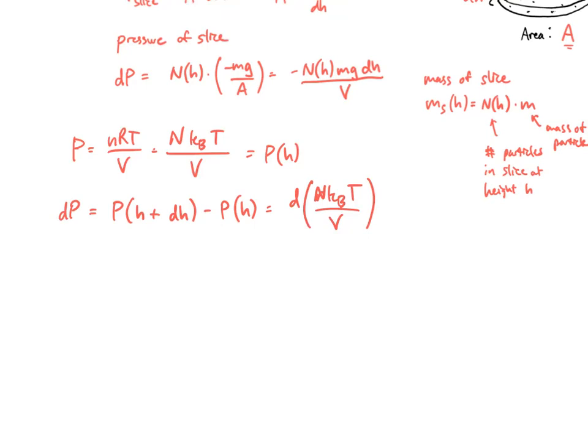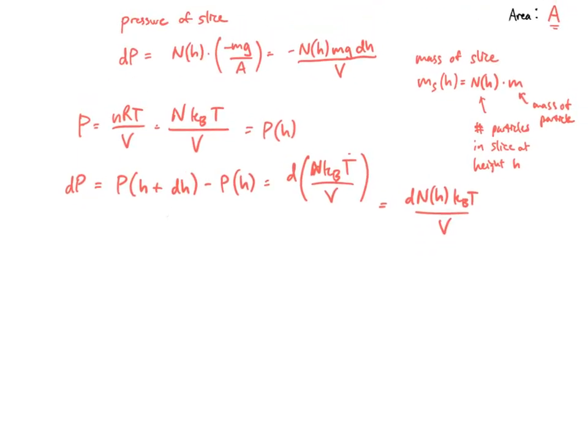Now, which of those four things inside there are actually changing with height? Volume's not changing. We're assuming that the volume of each slice is equal. Temperature is not changing because I'm saying that everything all up and down the column is the same temperature. k_B is a constant, so therefore the only thing changing must be N. So some small change in N at a given height is equal to k_B T over V, like so.